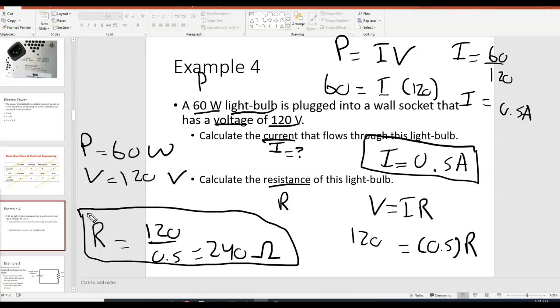Okay, so the simple calculation problem with Ohm's law and power equations. Okay, so we're going to do at least one more. Pause it here if you need to look at that again.